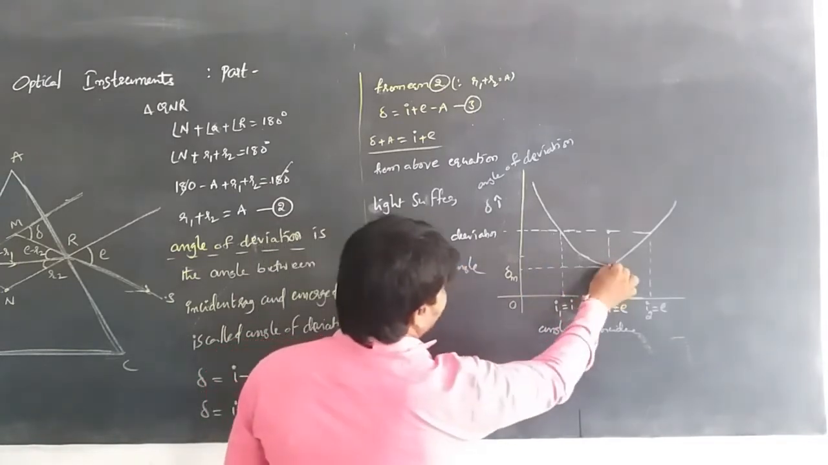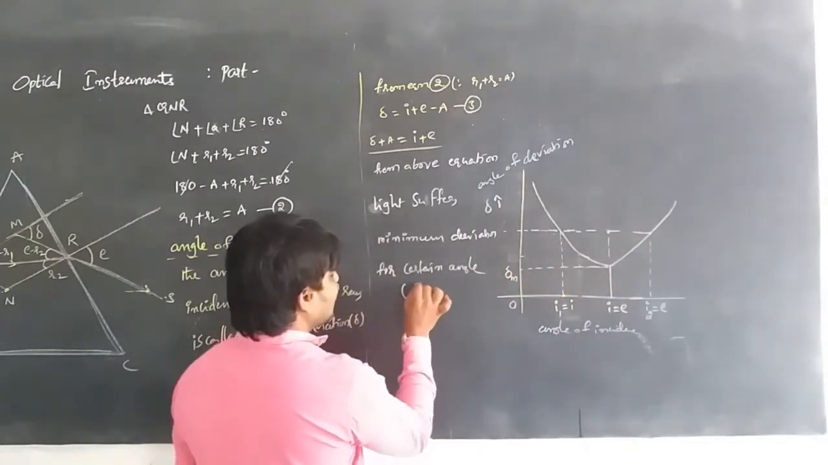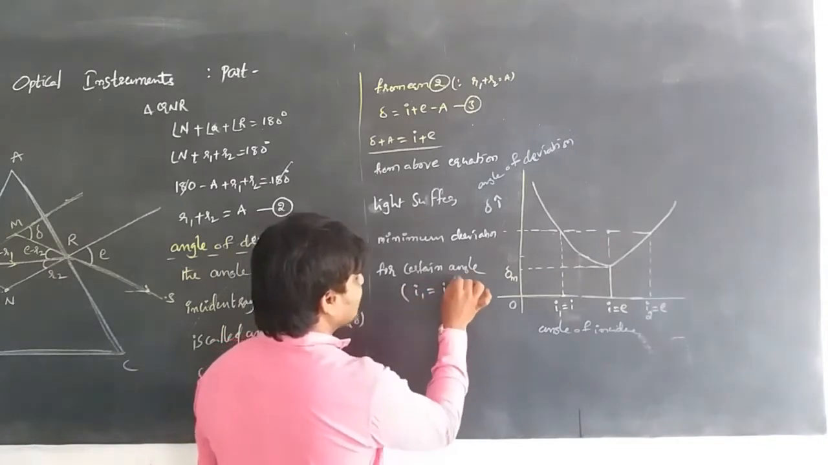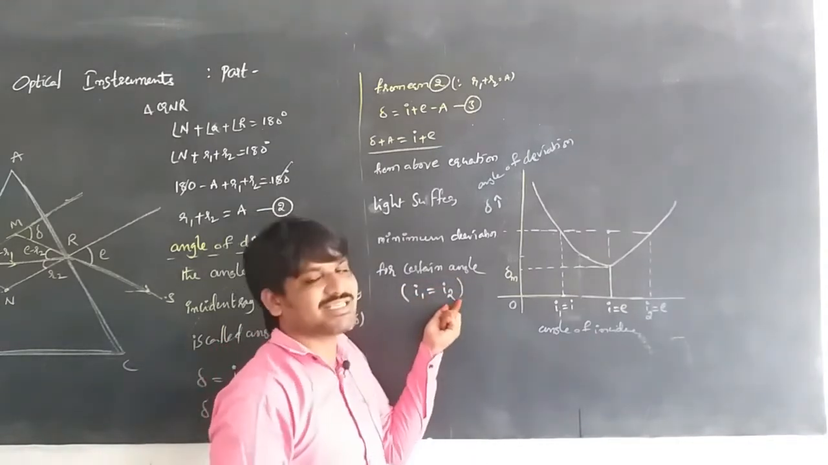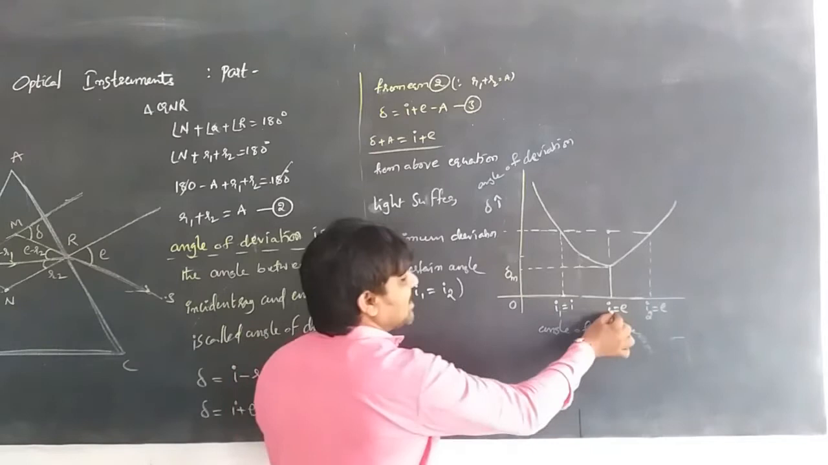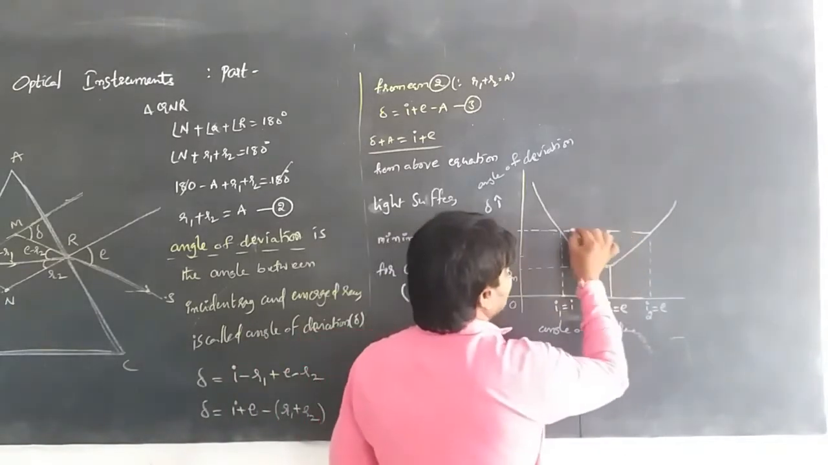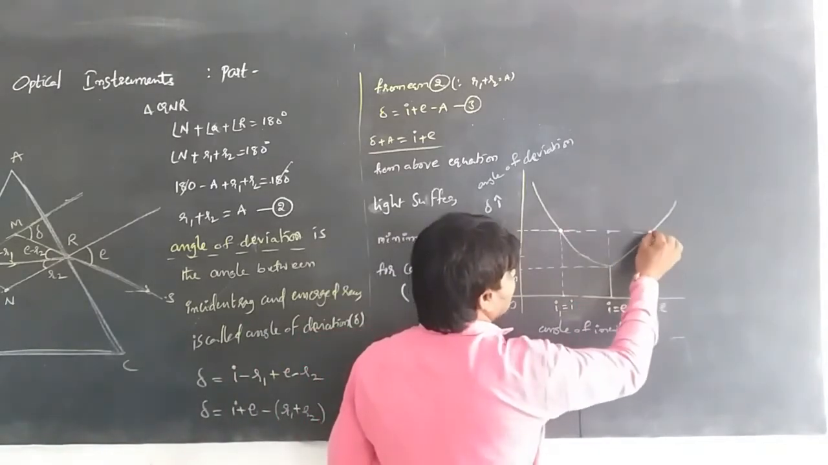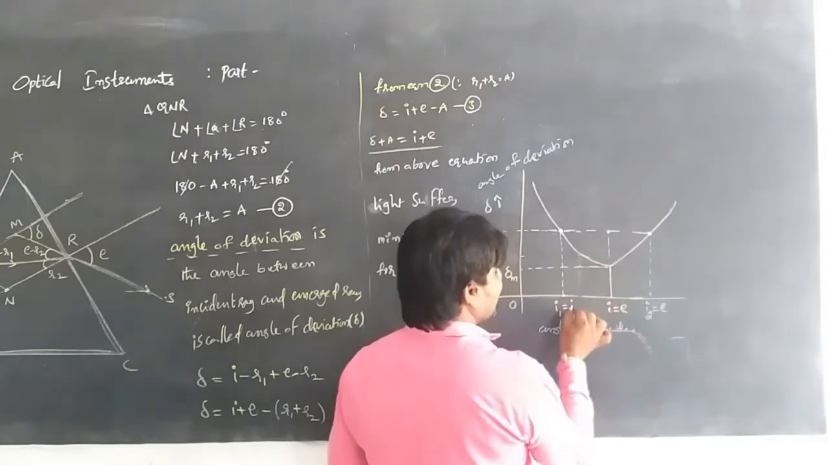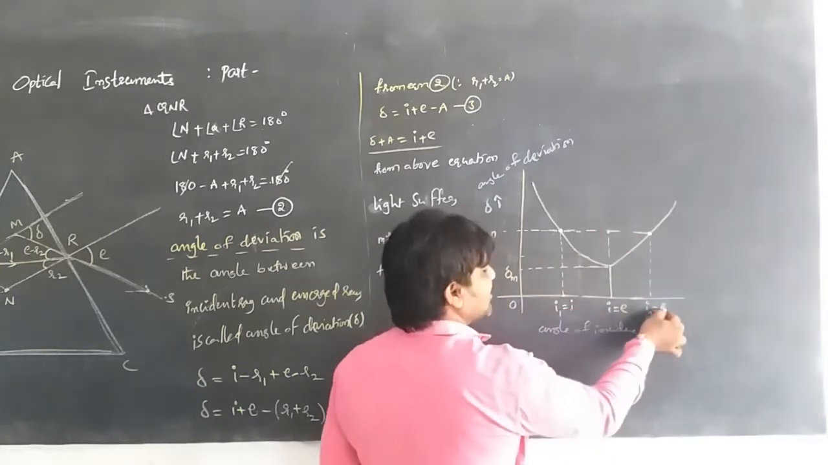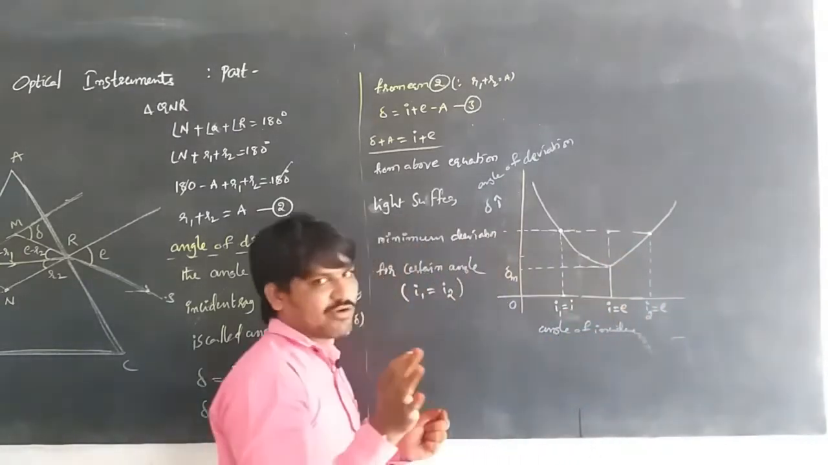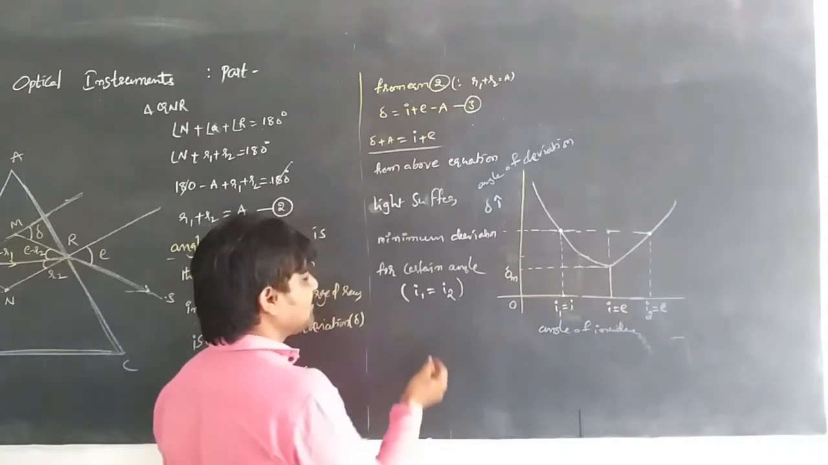At minimum deviation, we get I1 is equal to I2. Here I2 means the emerged angle. I1 is equal to I2, meaning the angle of incidence is equal to the emerged angle for the minimum angle of deviation. At a certain point the values will be the same.